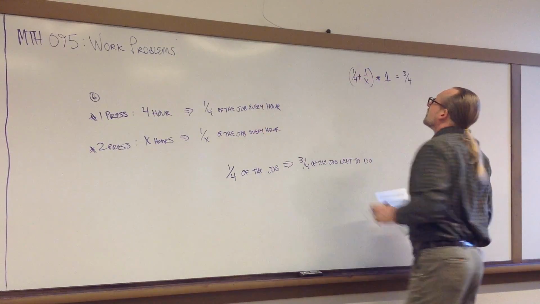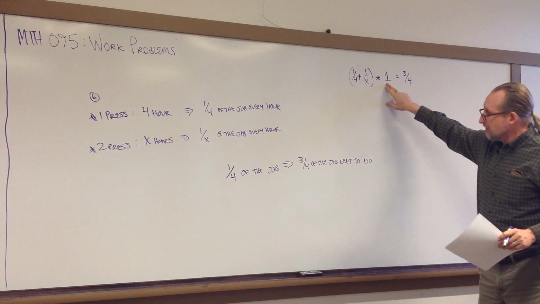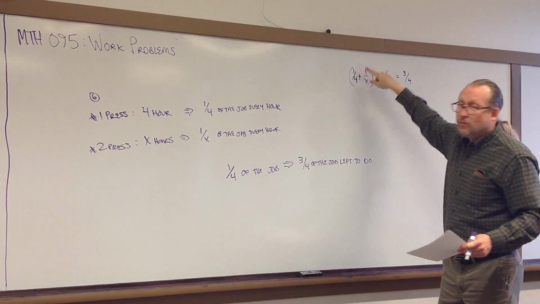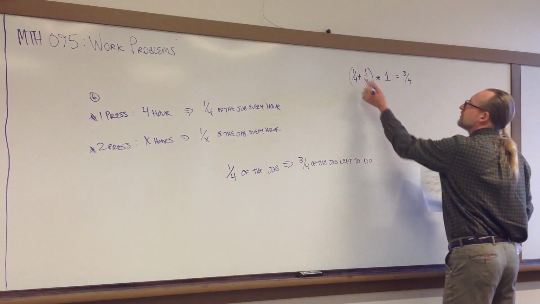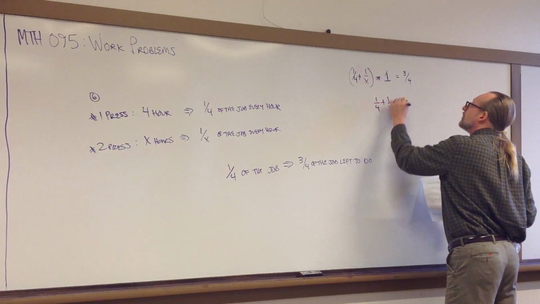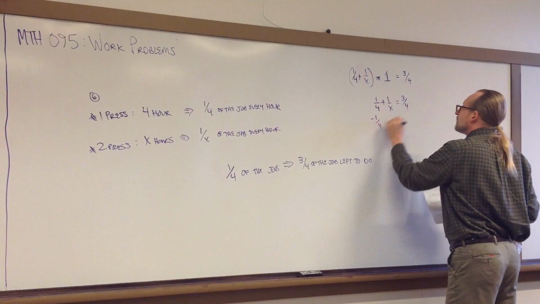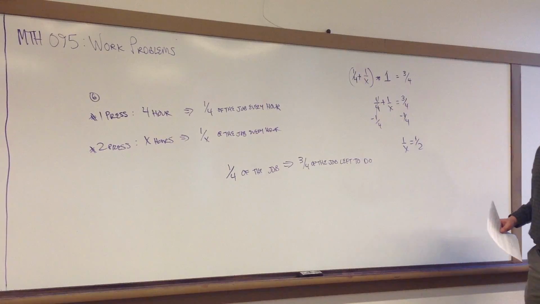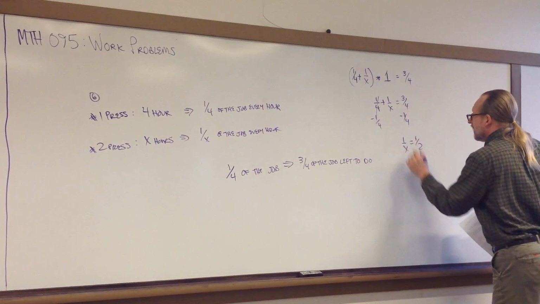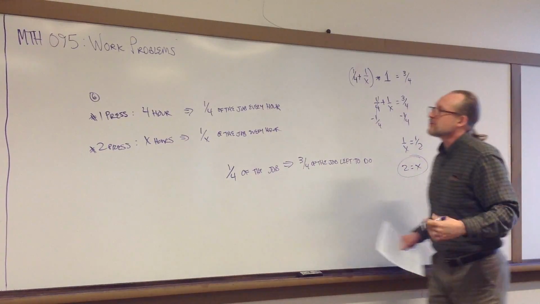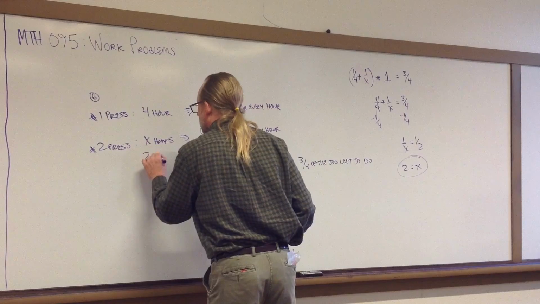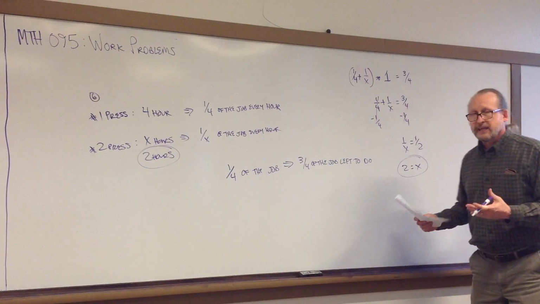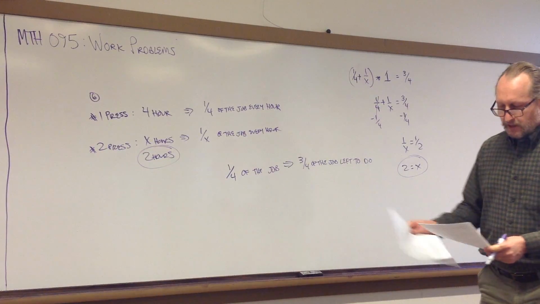So, for that last hour that they're working together, press number 1 is going to do 1/4 of the job. Press number 2, we don't know, but it's going to do 1 over X of the job. So, this is what we're looking at. This is just 1/4 plus 1 over X equals 3/4. Subtract 1/4 on both sides. 3/4 minus 1/4 is 2/4, which is 1/2. Cross multiply, 2 equals X. So it turns out press number 2 is faster. It only takes 2 hours to do the job itself, and every hour it gets half the job done. All right. There's problem 6.